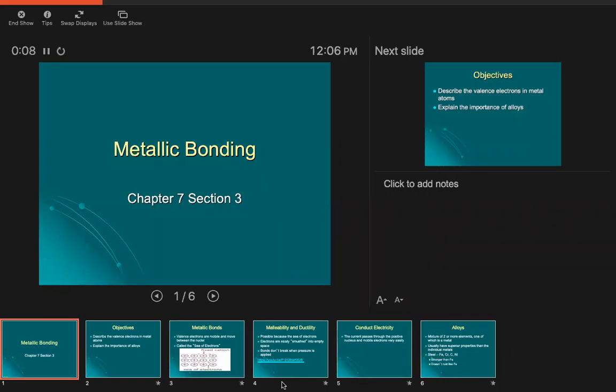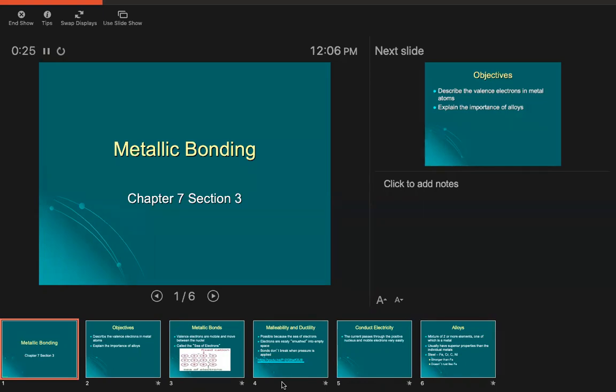We know about how ions are formed. We know about how valence electrons affect that. We talked about how the electrons are transferred to form the bond. And we know that the bonds are strong, have high melting points, high boiling points, and they conduct electricity well. So that's the ionic category.